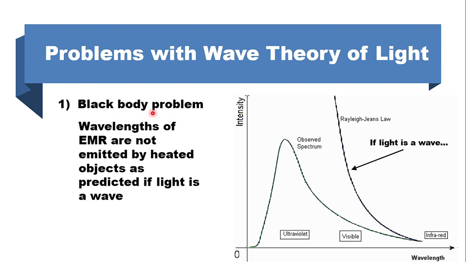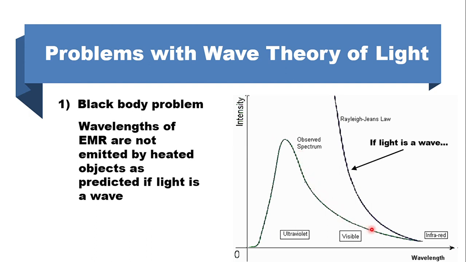Black body radiation has to do with how heated objects give off their radiation. Without getting into the details of the problem, the issue was that if you predict from light as a wave how it should behave, the Rayleigh-Jeans law actually predicts what light as a wave should do. So if light is a wave, this curve here describes what we should observe when an object is releasing light. The reality, though, is this, the observed spectrum, that light as it's emitted actually rises to some peak at a particular wavelength and then descends.